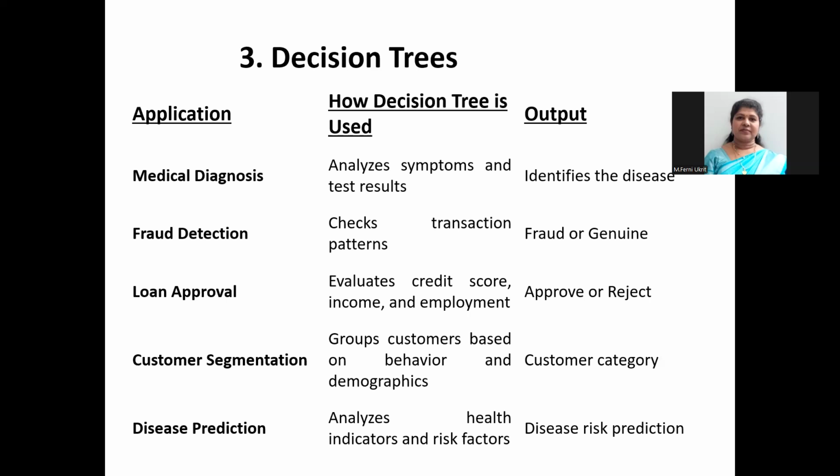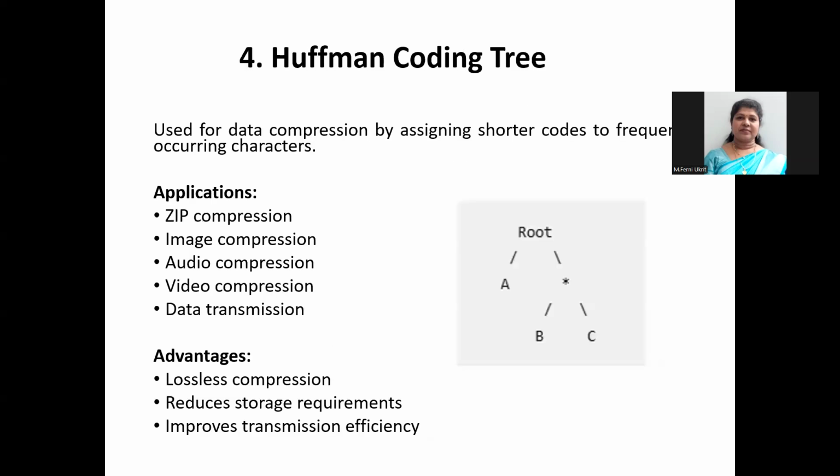Then disease prediction. Disease prediction is based on some health indicators. The sugar level is high, BMI is high, and family history also includes diabetes. Then we can tell that he has a high risk of diabetes. So in all these applications, decision trees are used. Then Huffman coding.